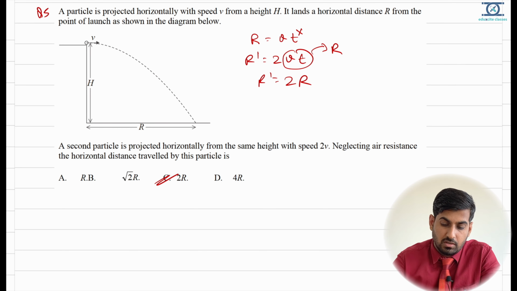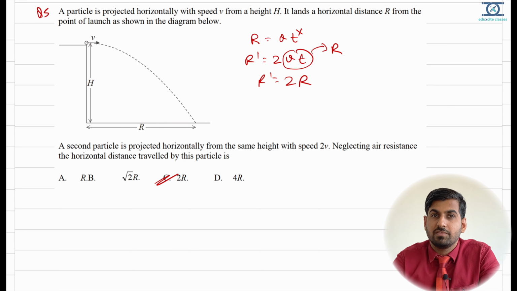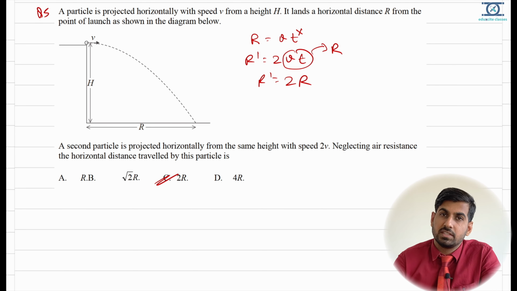So make sure that if it is thrown horizontally from the same height with the speed 2v, the vertical component is the same. If the vertical component is the same and the height is the same, then there will be no change in the time, whether you throw with horizontal velocity v, 2v, 5v or 100v. It doesn't matter. It will take the same time.